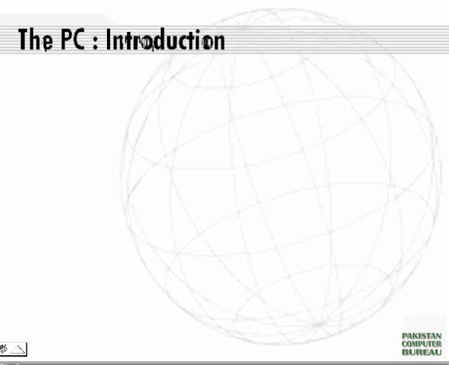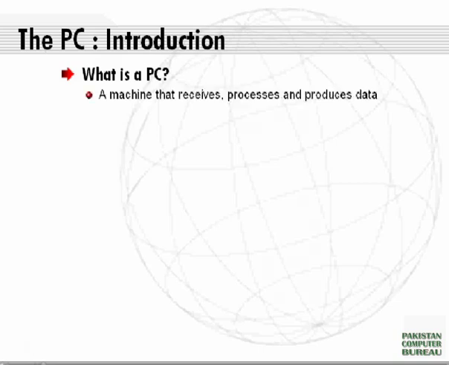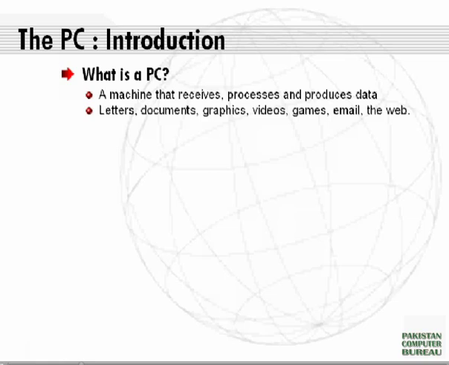Now let's get started. What is a PC? A personal computer is a programmable machine which receives, processes, and produces data, allowing it to perform a number of things for the home and office. This includes creating letters, documents, graphic video games, and using the web.